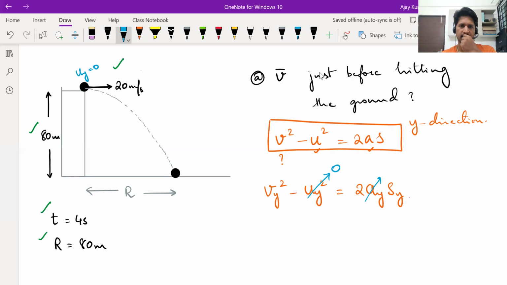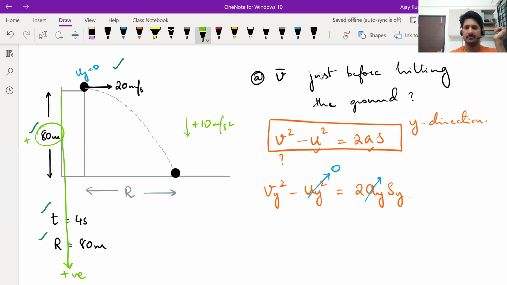Sir, downward. If you are taking downward as positive, then 10 is fine. Okay, listen all of you. If you are considering the downward direction as positive, usually we don't do that. But fine, if you consider downward as positive, we know gravity is downward, so you can take it as plus 10 meters per second square. And this 80 also will be taken with a plus sign, because that 80 meter displacement is in the downward direction. So you can take Ay as 10 and Sy as 80.